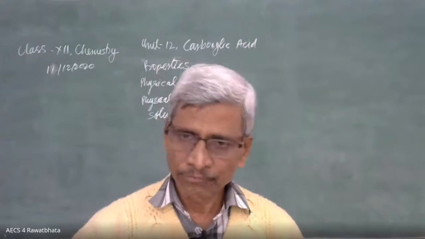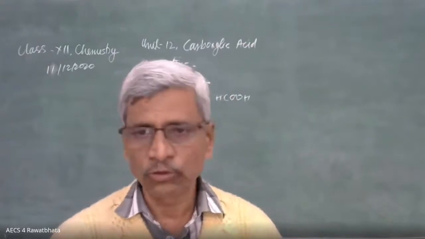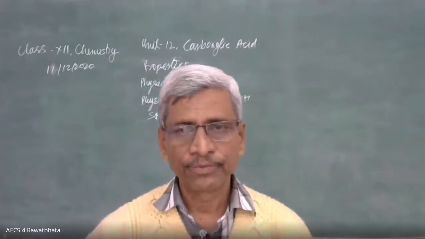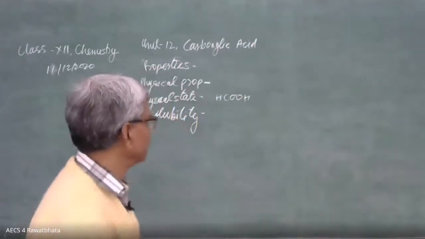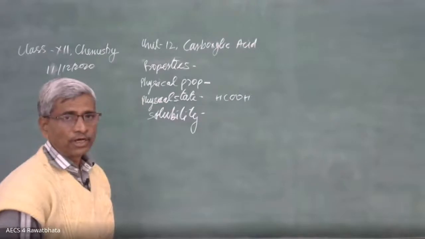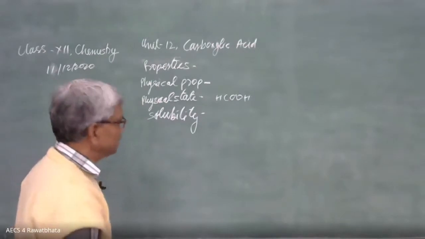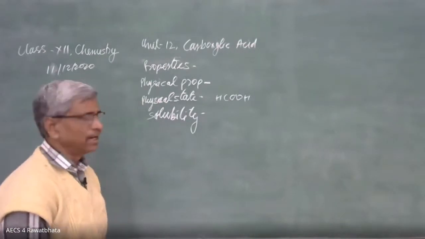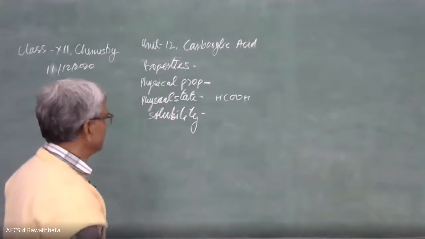Formic acid is totally soluble. Acetic acid is also completely soluble in water. So they are soluble in water because they ionize to give carboxylate ion, which can interact with water molecules, and hydrogen bonding is also there.